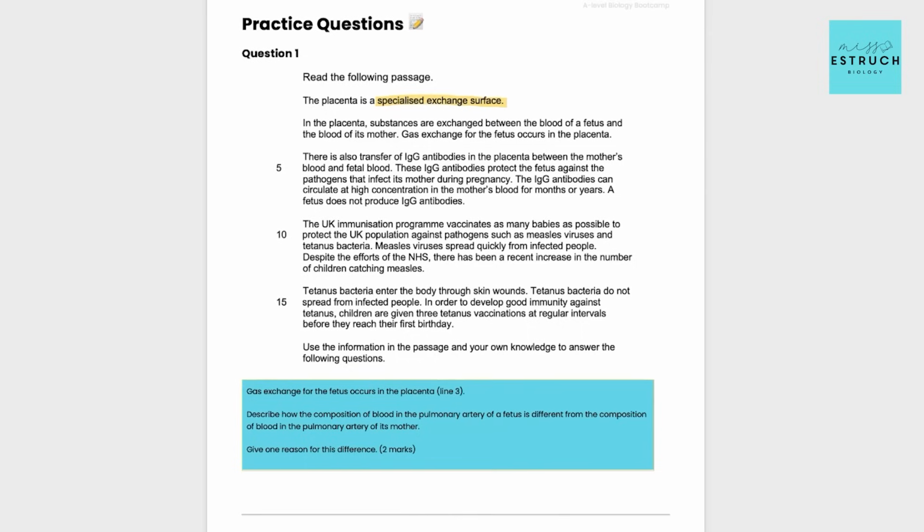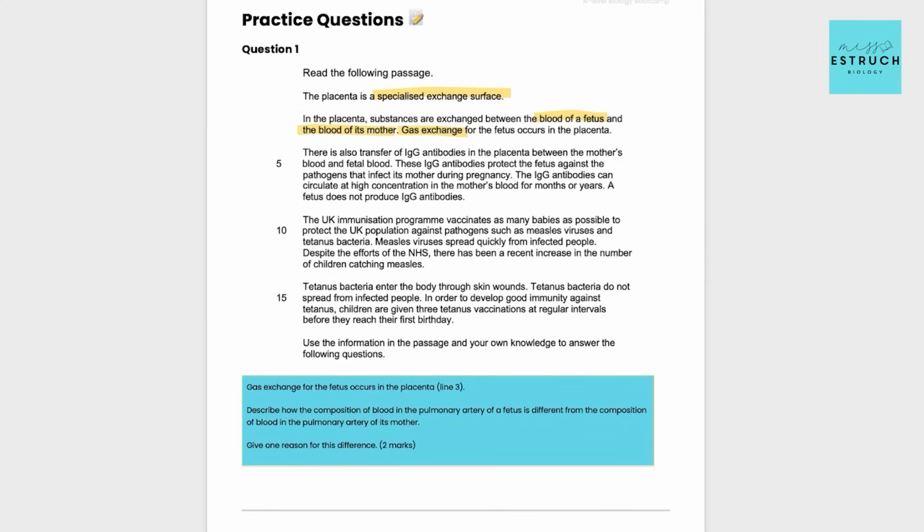Then we've got, in the placenta, substances are exchanged between the blood of a fetus and blood of its mother. And then we are specifically told gas exchange for the fetus occurs in the placenta. So I'm just going to add in, so I don't lose track now, some of the key things that we had said. So we've got here blood of a fetus, blood of its mother. I'd probably annotate at this point, just making reference to fetal hemoglobin versus adult hemoglobin, because there might be some question linked to that, thinking about the differences in affinity.